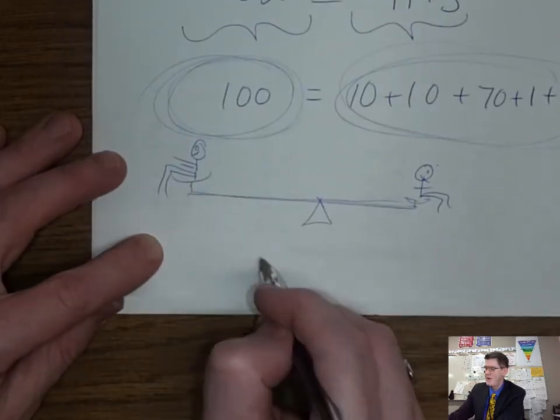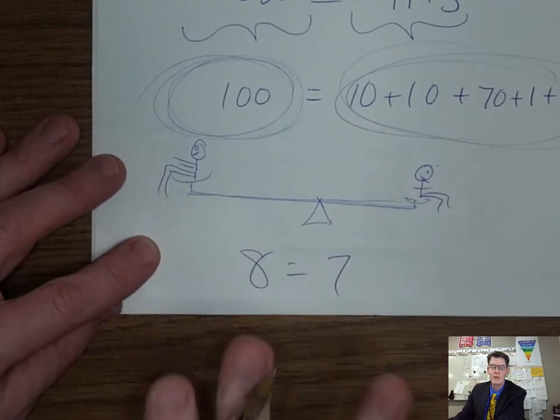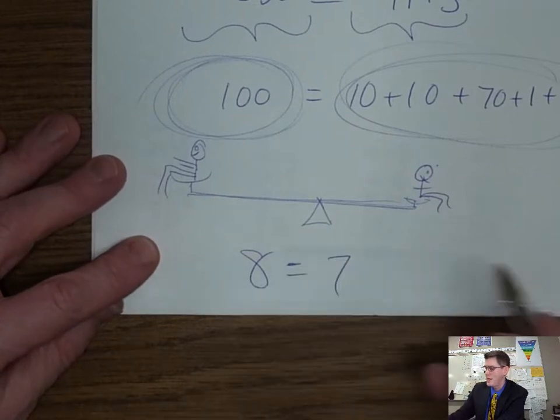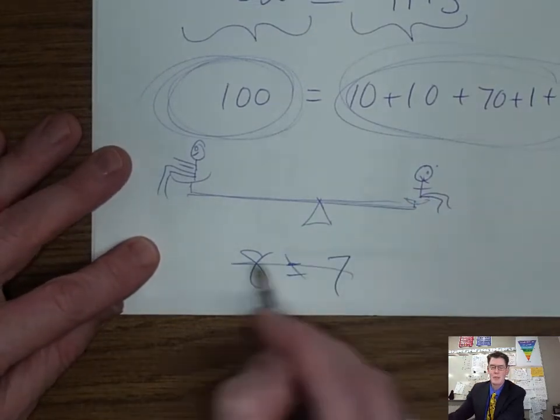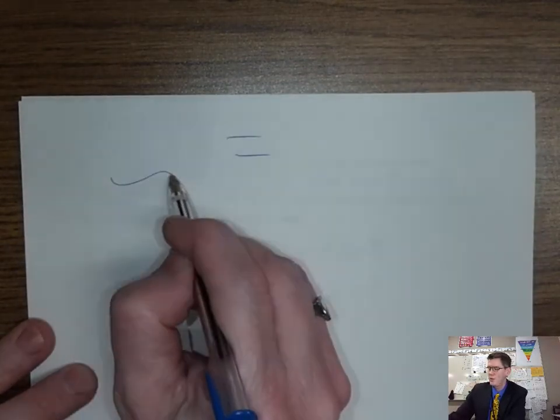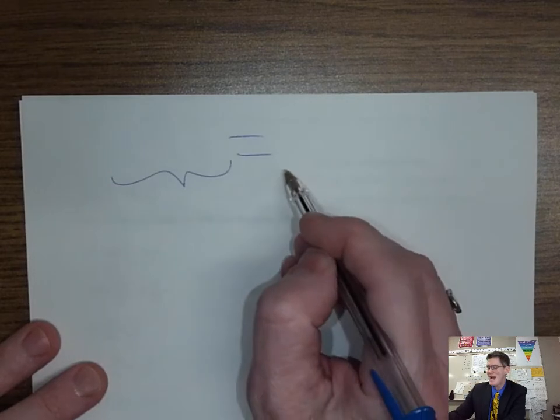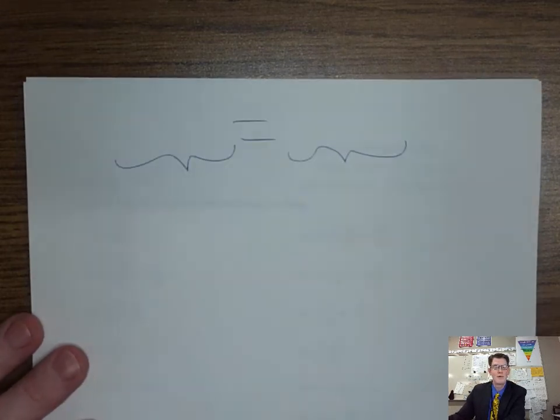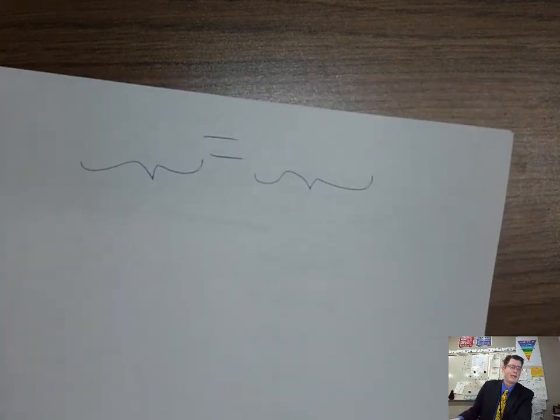You can't have an equal sign where 8 equals 7. That doesn't exist. You might see something like that, but we're not dealing with that. If there are two sides and they're not equal, the equal sign does not apply. So when you see this equal sign, it means that whatever's over here is exactly the same as whatever's over there. Okay, so you ready for that? Okay, here we go then.